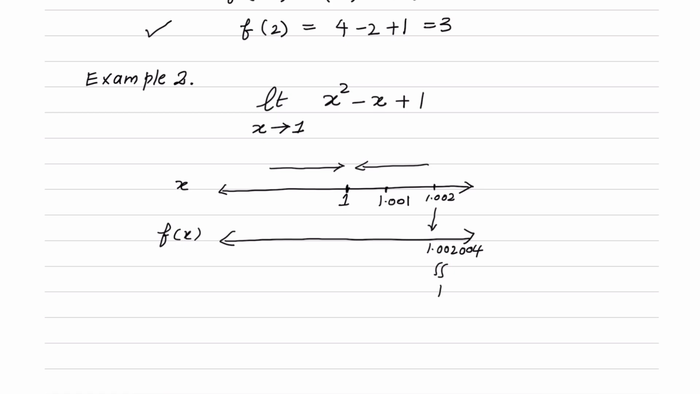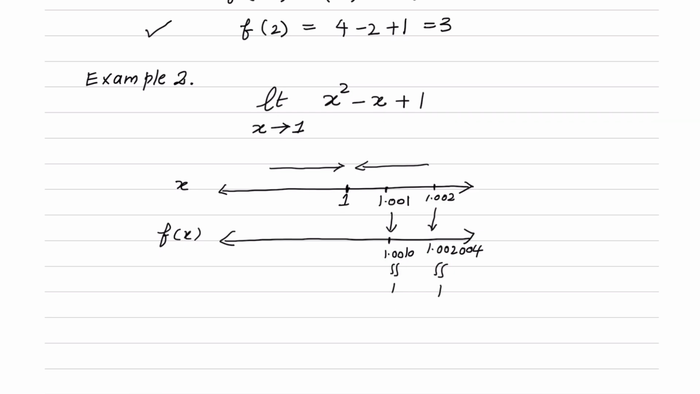We can see that this is approximately equal to 1. Let's pick 1.001. When we plug this value in the function, we get 1.0010, and again we can see that this is closer to 1. So we can see that when x is approaching 1, on the right of 1, the function values are getting closer to 1 like this.